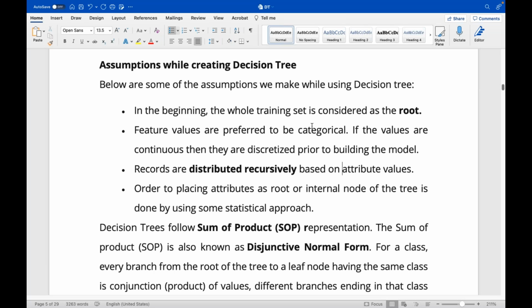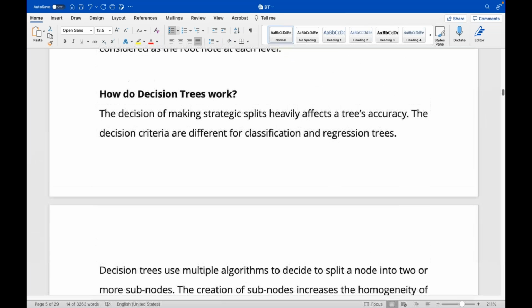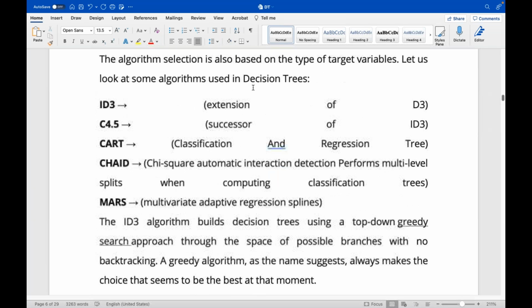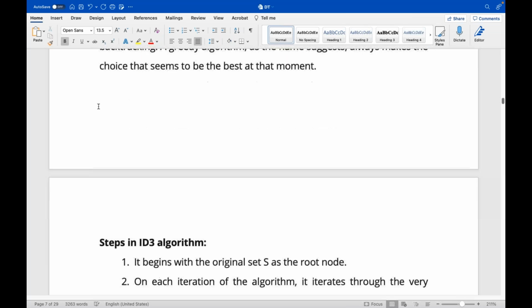This is one assumption. The second assumption is feature values are preferred to be categorical. If the values are continuous, then they are discretized prior to building the model. Records are distributed recursively based on the attribute values. The order of placing attributes as root or internal nodes of the tree is done by using some statistical approach. What statistical approaches can we use for splitting the data into different nodes? There are different techniques, and I can show you what the techniques are.